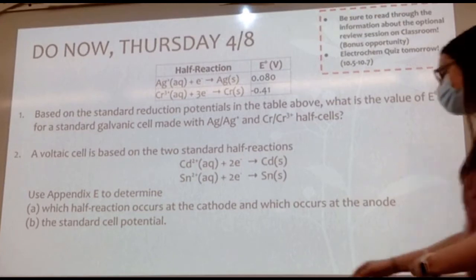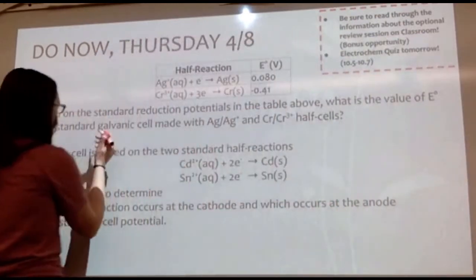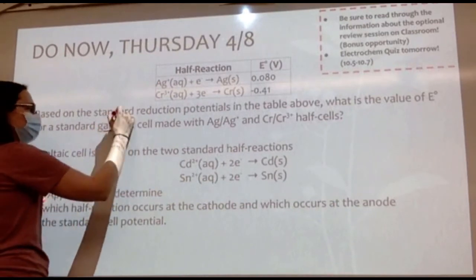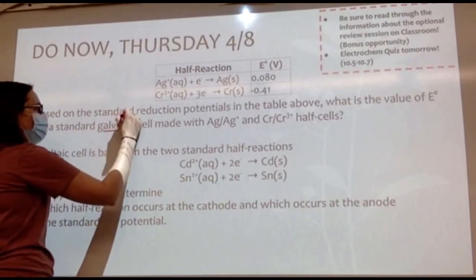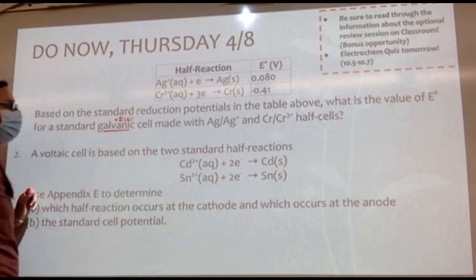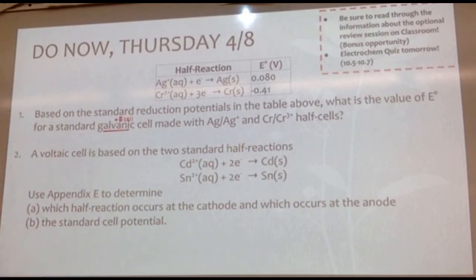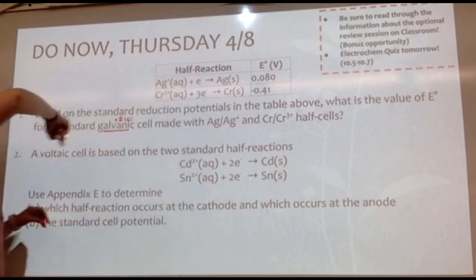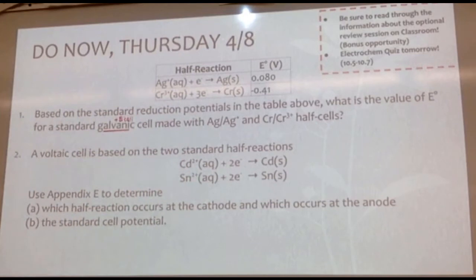So I want to look at one thing first. Remember, galvanic and voltaic, those mean the same thing. They always need a positive E cell. They're always spontaneous, so they need a positive value of E naught cell. Now, when we have these half reactions, the question is always, well, we're not given the cell. How do we know what is reduced and what is oxidized if they don't tell us?